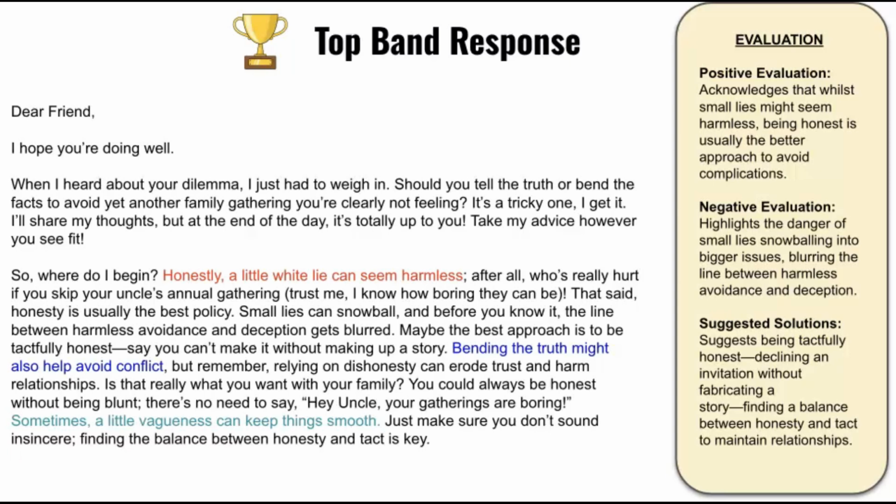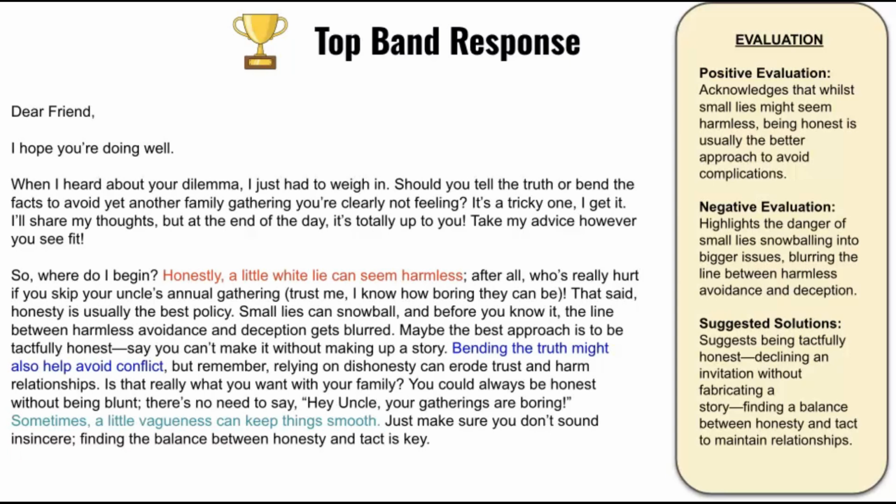So, where do I begin? Honestly, a little white lie can seem harmless. After all, who's really hurt if you skip your uncle's annual gathering? Trust me, I know how boring they can be. That said, honesty is usually the best policy. Small lies can snowball, and before you know it, the line between harmless avoidance and deception gets blurred.